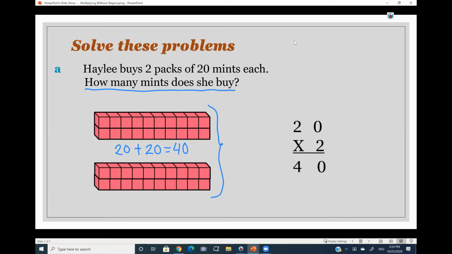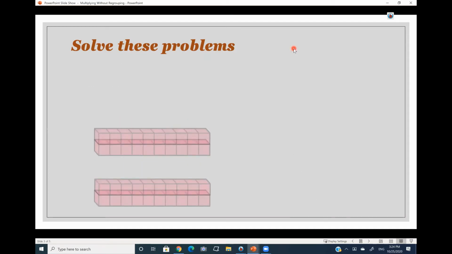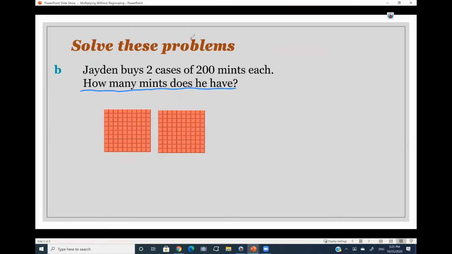Let's look at the second problem. The second problem says Jaden buys 2 cases of 200 mints each. How many mints does he have? Now we need to find out how many he has in these packs. So the first pack is going to have 200 mints. So this is going to be 1 pack, pack number 1.